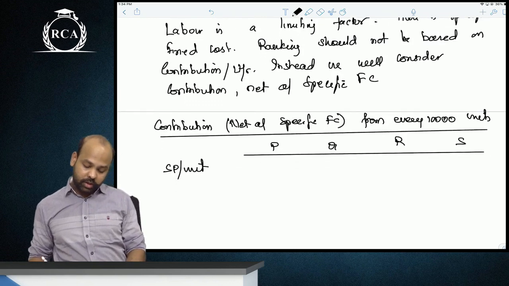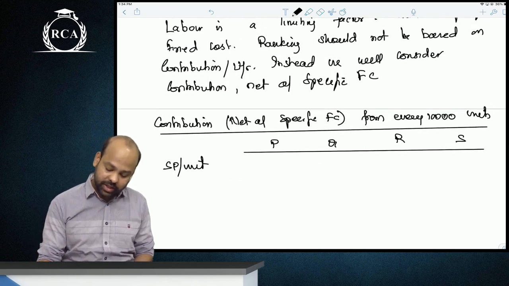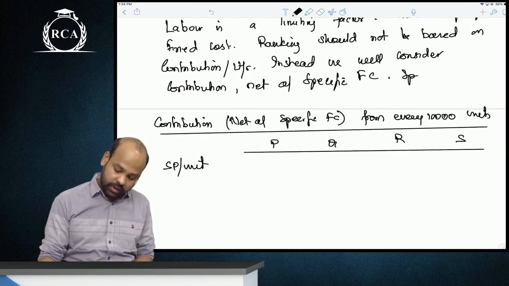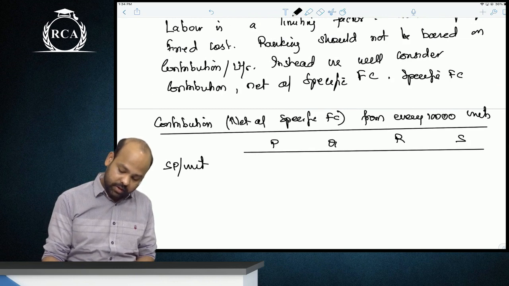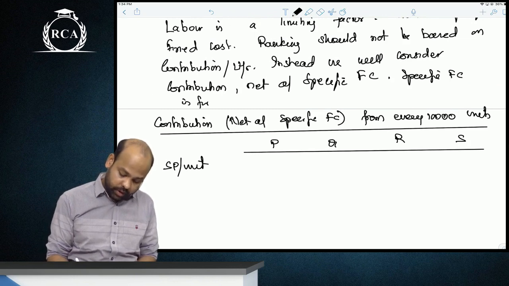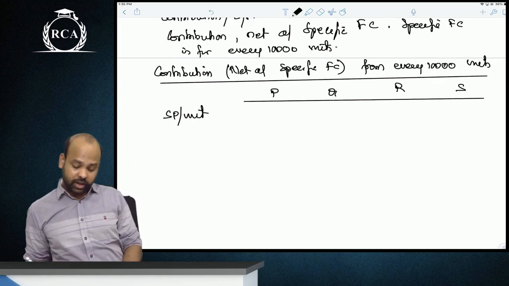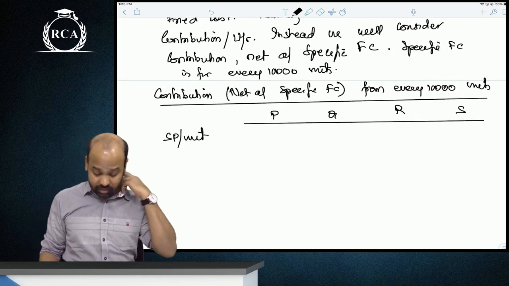Why am I taking this? Your specific fixed cost changes for every 10,000 units. Specific fixed cost is incurred for every 10,000 units. That is why I'm taking 10,000 units.